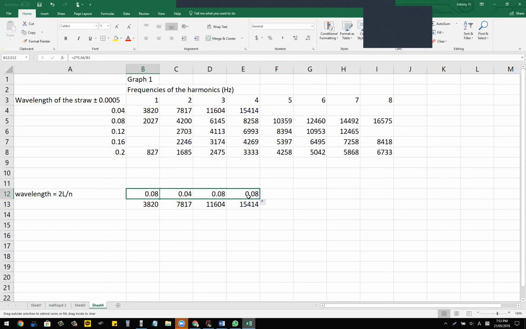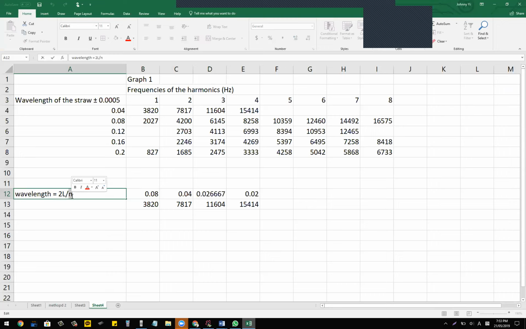I don't understand, why is the wavelength not fixed? Wavelength depends on the length and the harmonic. So for every single length of the straw, the wavelength's different? That's right.